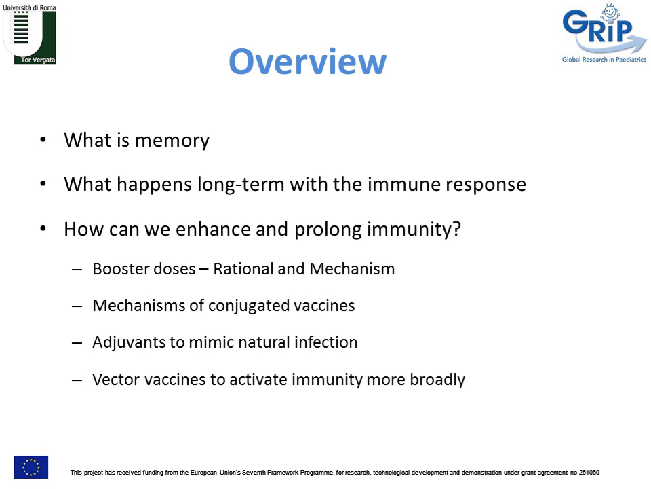As an overview of today's talk, I want to first introduce what memory is and then talk about what happens long-term with the immune response. Then I will focus practically on examples of how we can enhance and prolong immunity, such as booster doses, mechanisms of conjugated vaccines, vaccine adjuvants, or vector vaccines that can activate immunity more broadly.